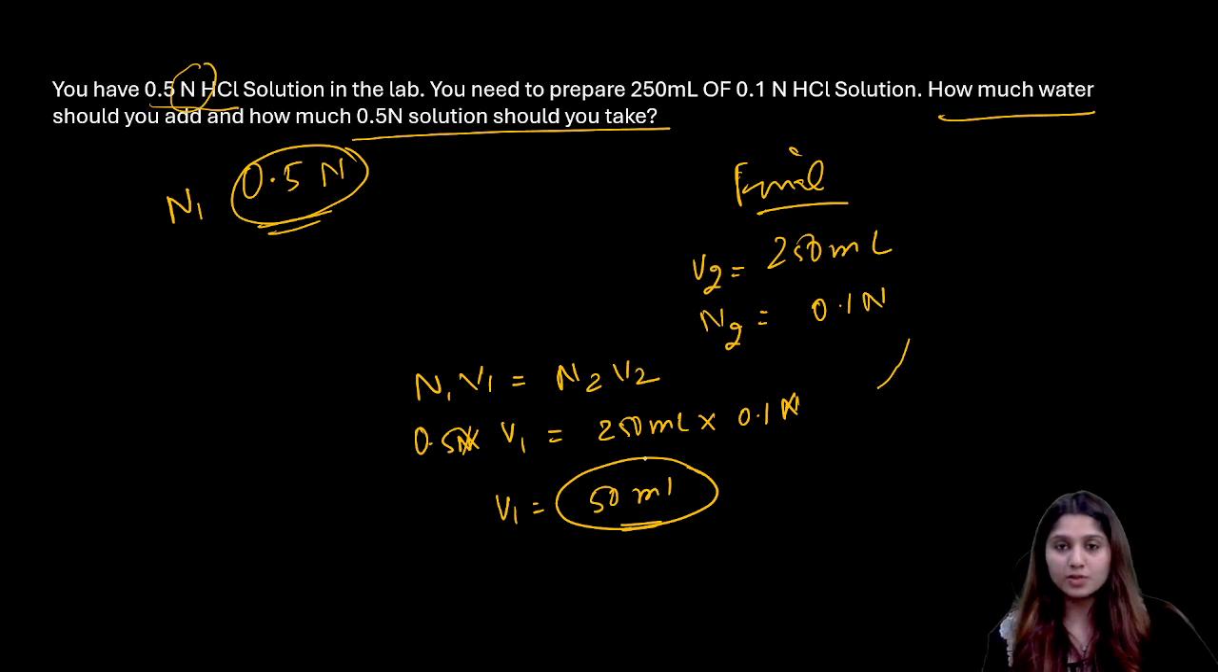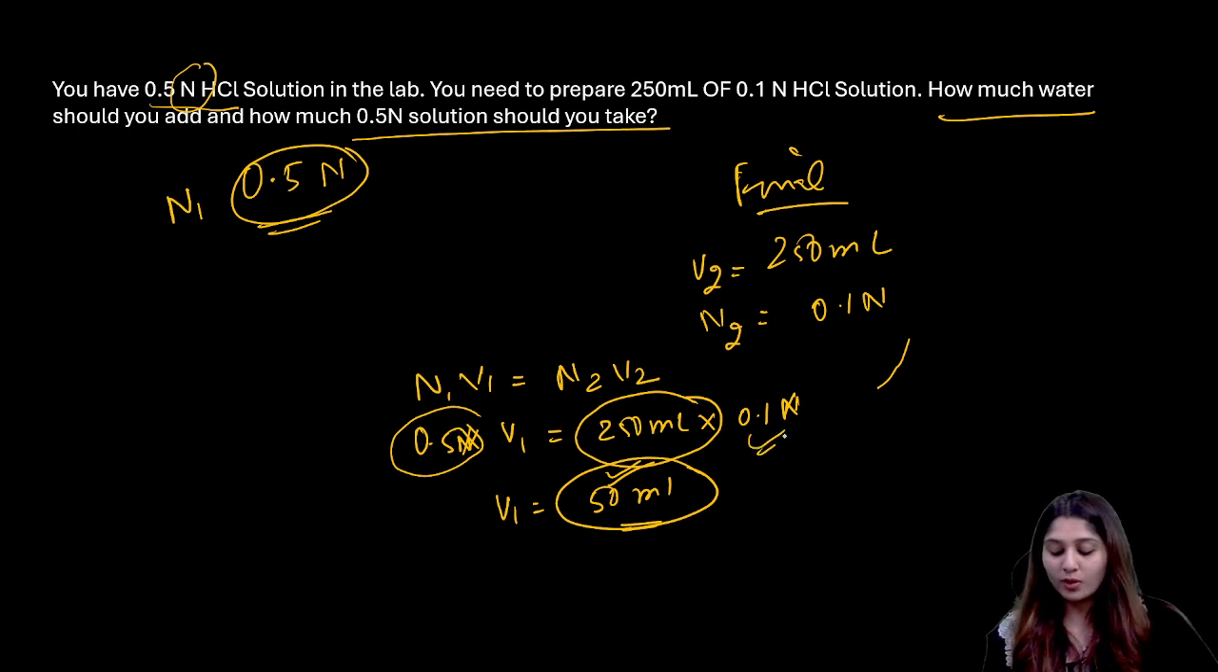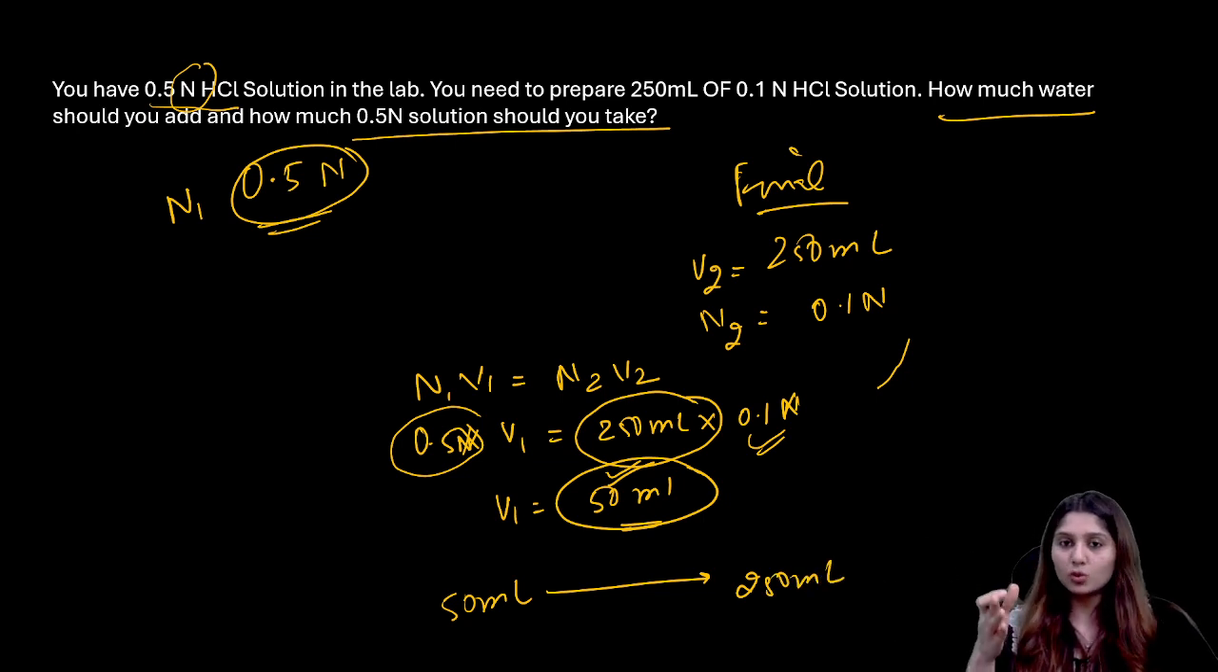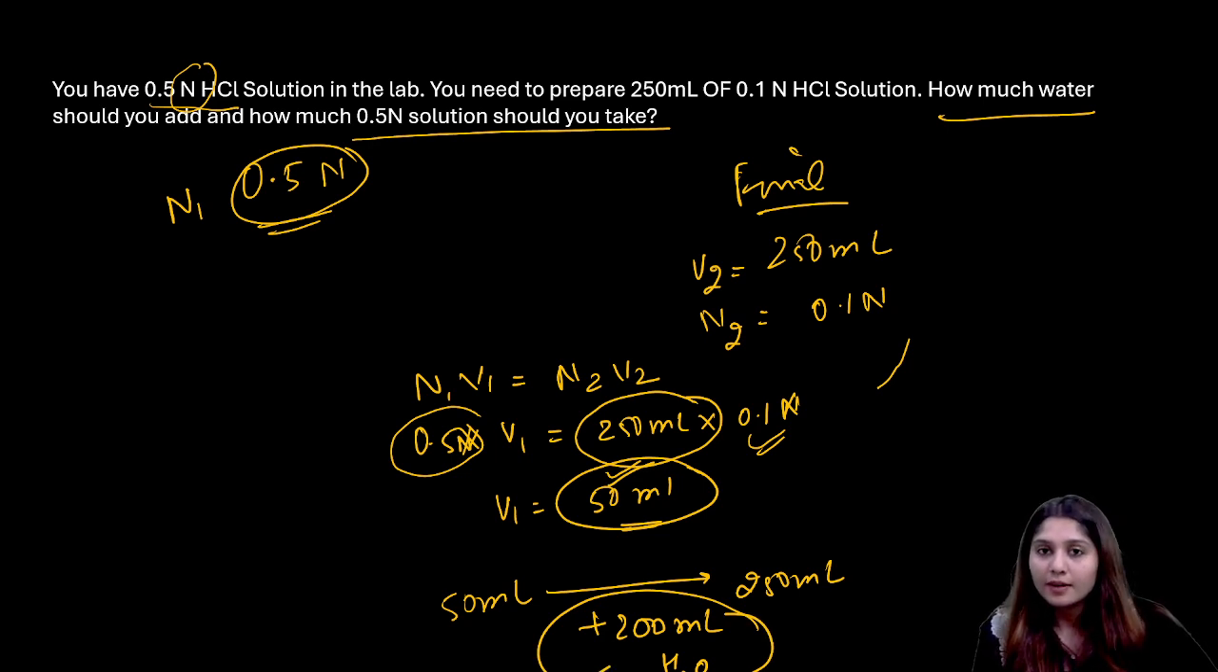So if I have to say it out loud, it basically means that I will take 50 ml of 0.5 normal HCl solution and I will just take the volume up to 250 ml, and whatever solution I finally get is going to be a 0.1 normal solution. How much water will we add? Very simple. We already took 50 ml, and we want to make it 250 ml. So how do you go from 50 to 250? You just add an extra 200 ml of water. So this is the answer to how much water you need to add, right?